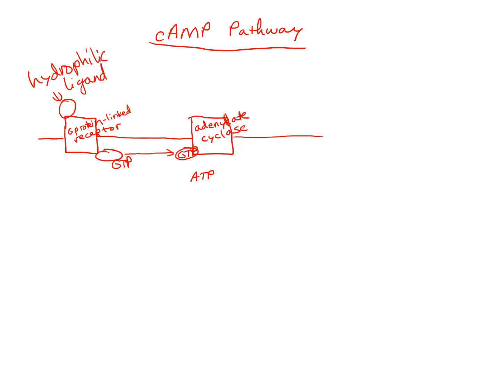And then that'll turn on the adenylate cyclase enzyme. And adenylate cyclase will grab some ATP, and it's going to turn the ATP into cyclic AMP. And cyclic AMP is a second messenger. And then cyclic AMP will then activate protein kinase A, which is an enzyme.